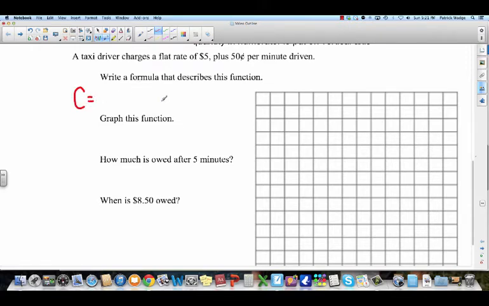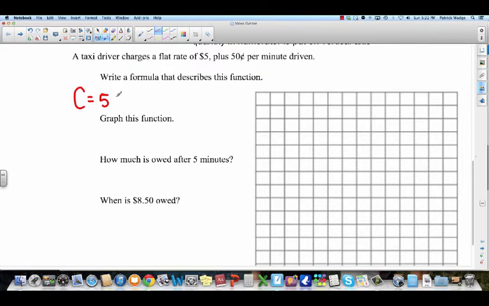Now, I know this is weird, but let's just say you got in the taxi. He started the meter and you immediately said, that's it, I want out. Didn't even drive a second. Does it cost anything? Yeah, it does. It still costs $5. That's the flat rate. So no matter how much time there is, you always have to pay a cost of $5.